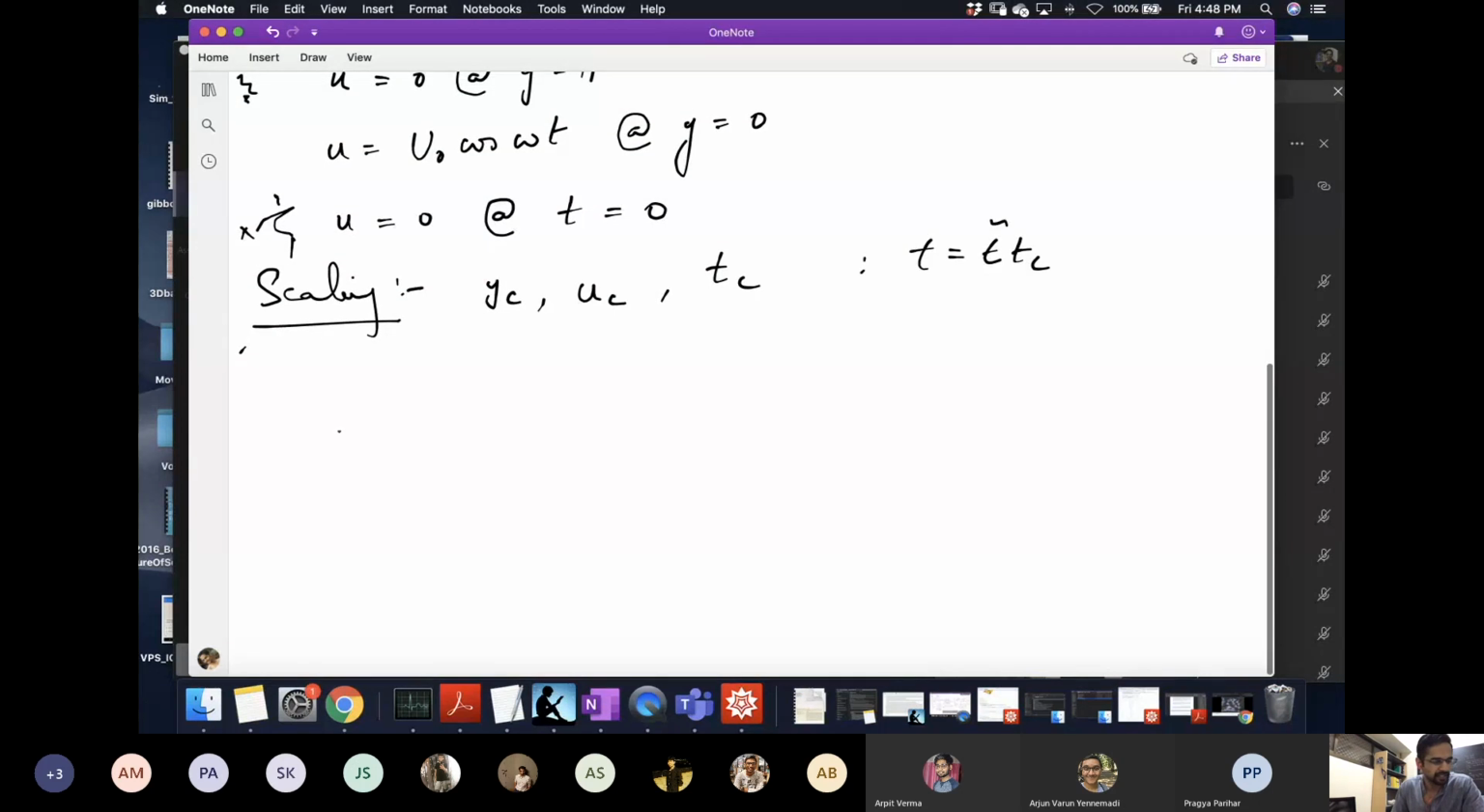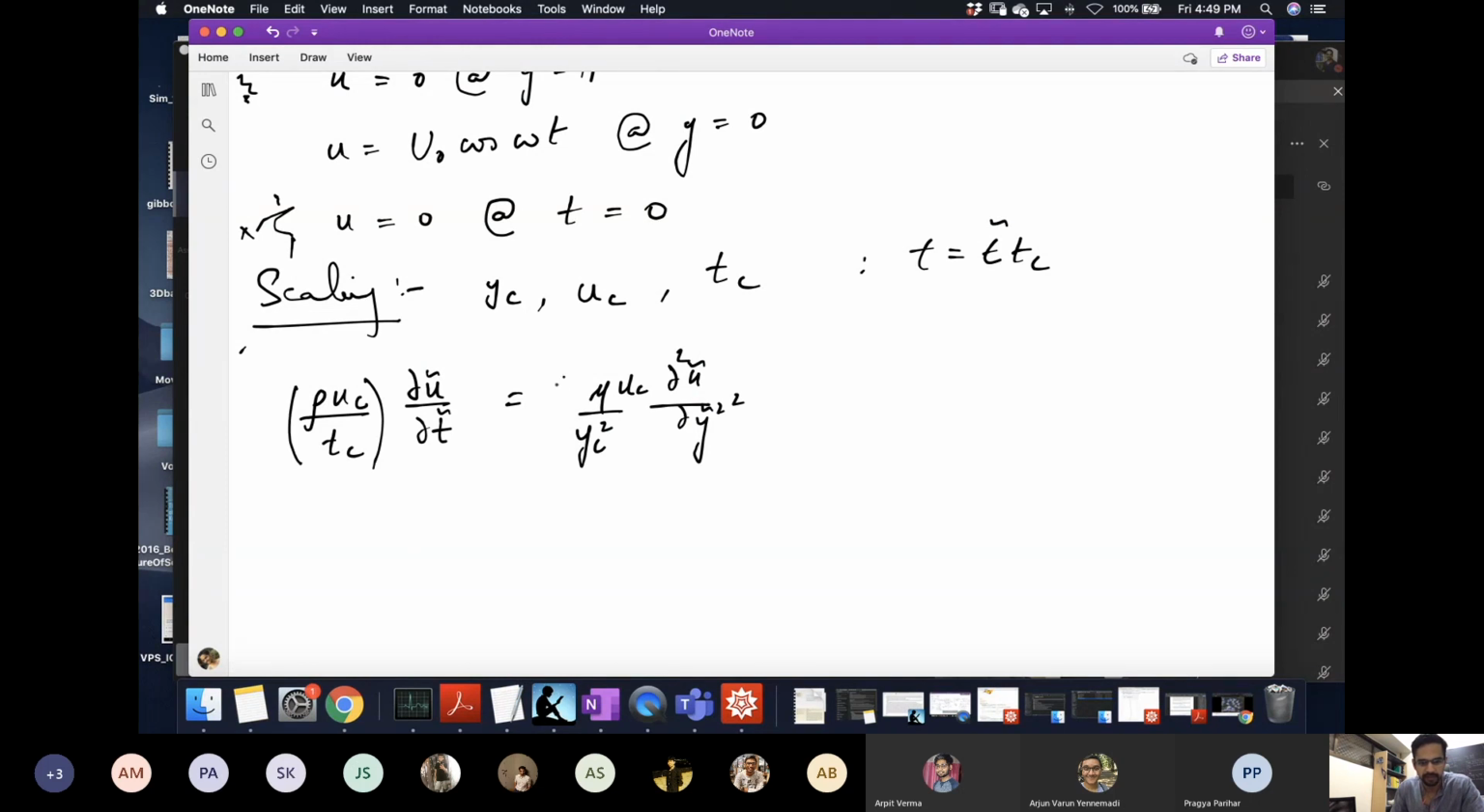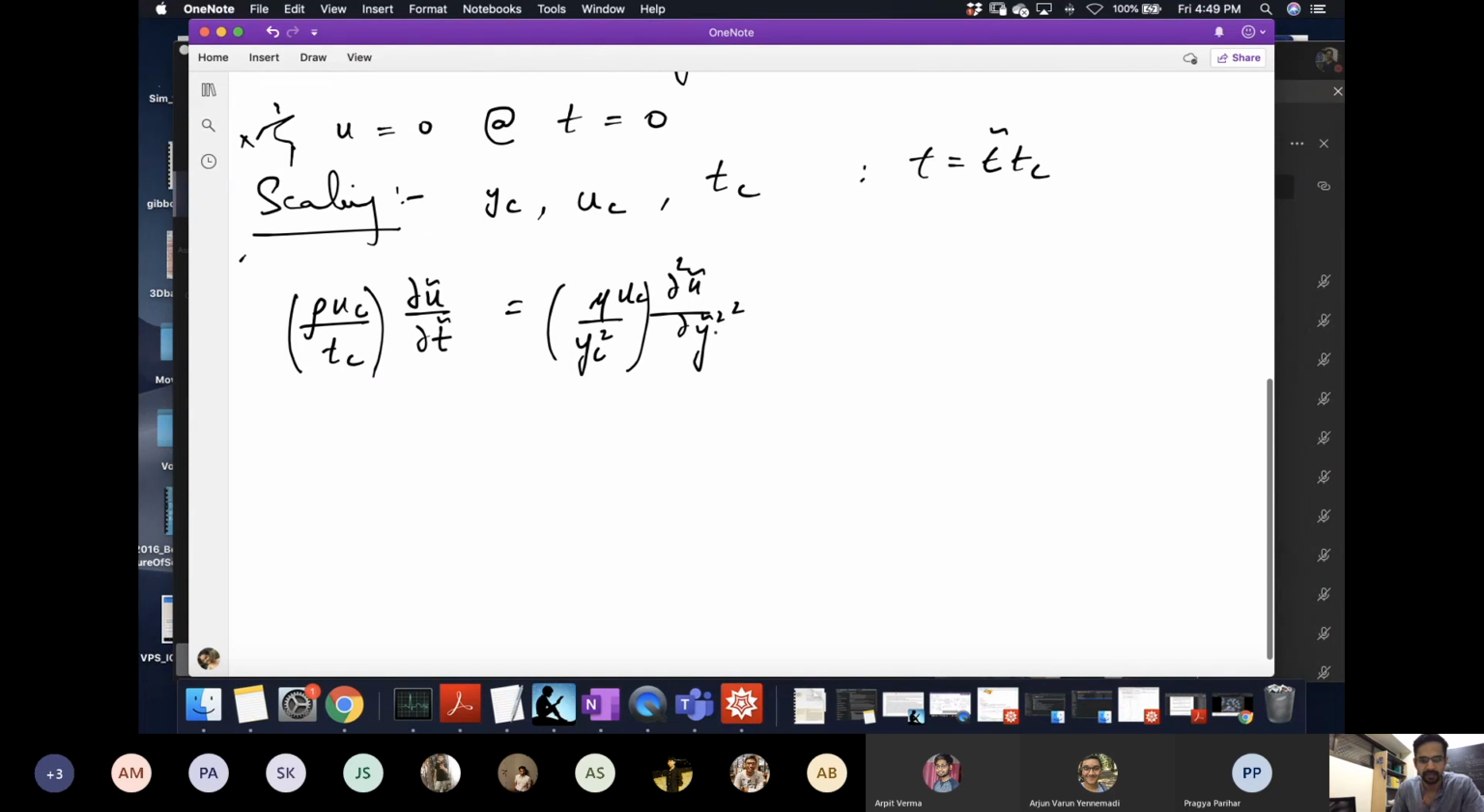Right, so if we do this in our governing equation, we'll get rho u characteristic by time characteristic dou u tilde by dou t tilde, where these are now non-dimensional u and non-dimensional time, right? And that must be balanced by mu, the viscosity. You will end up getting non-dimensional u here and non-dimensional y square, and you will get two length scales here, y characteristic, and the velocity scale u characteristic. Okay, so this is one group of parameters, this is another group of parameters. And these two things are non-dimensional, right?